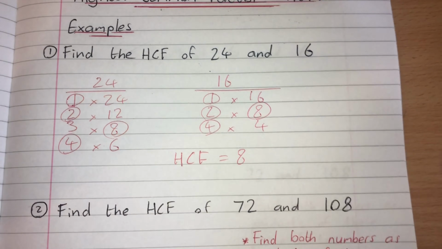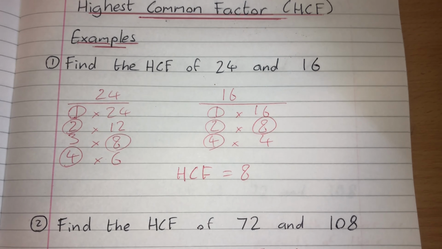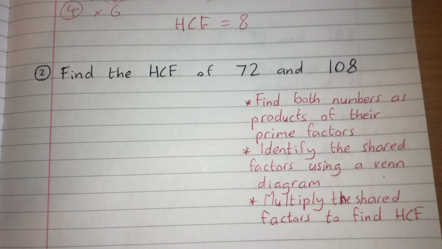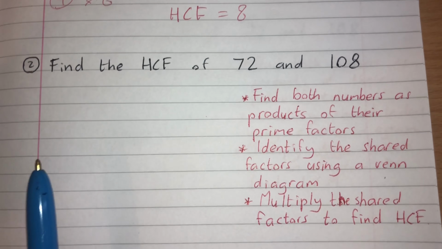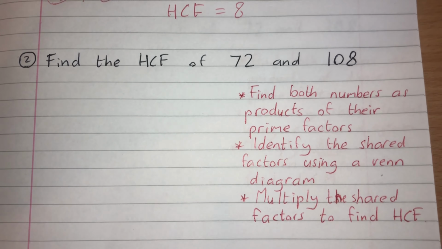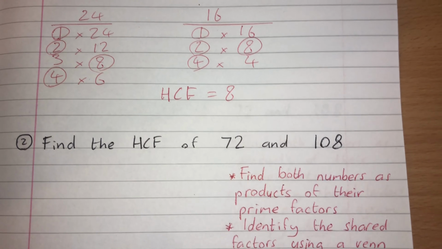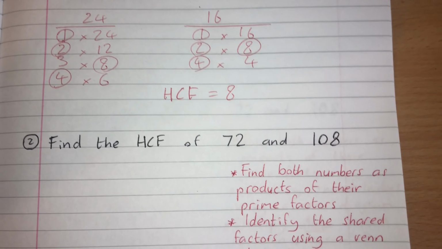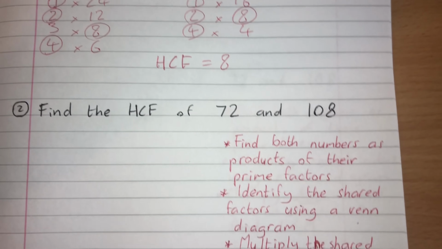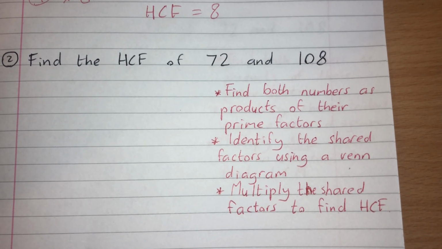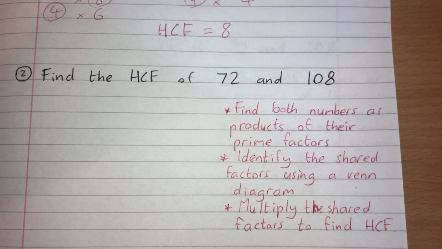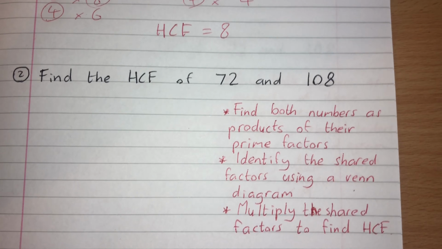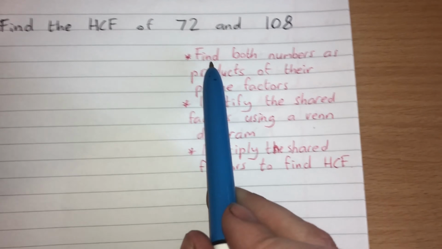When we're dealing with smaller numbers, it's fine just to do that. The difficulty is when we look at larger numbers such as 72 and 108. If I was to sit and try to do that with numbers such as 72 or 108, they have a lot more factors and it would take quite a bit of time working through that. So there's three steps here that I'm going to show you, which will allow you to always work out the highest common factor. These are the steps.